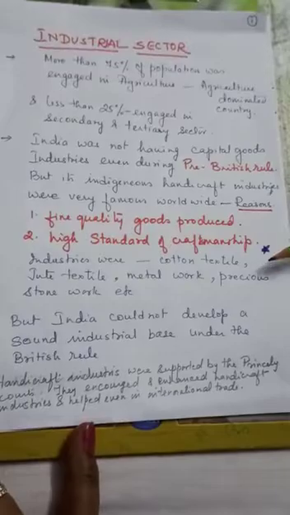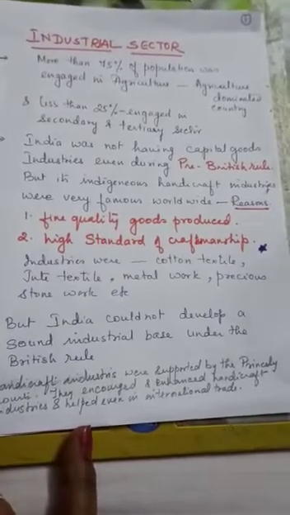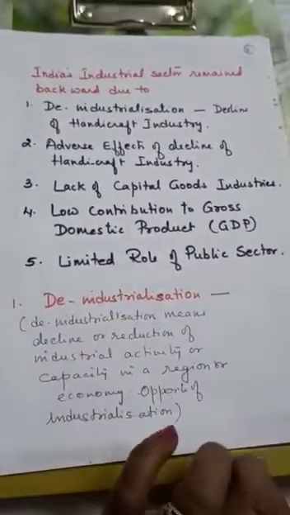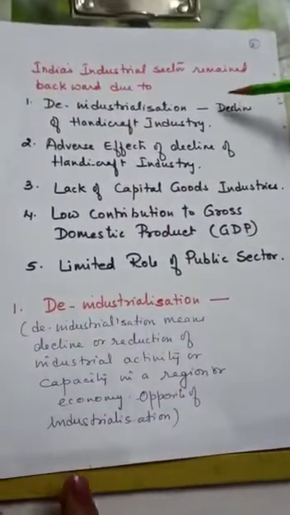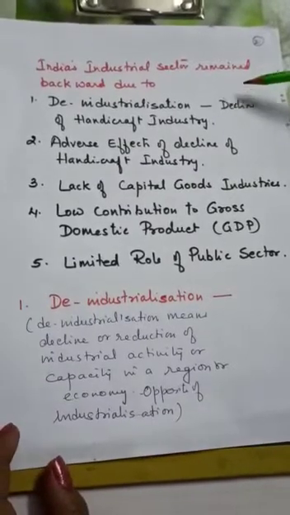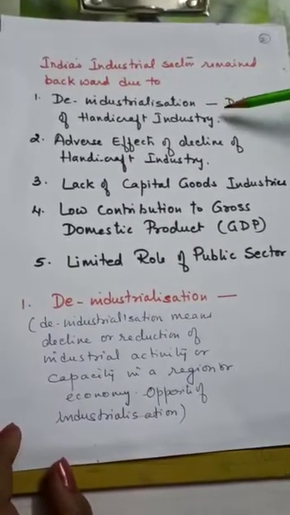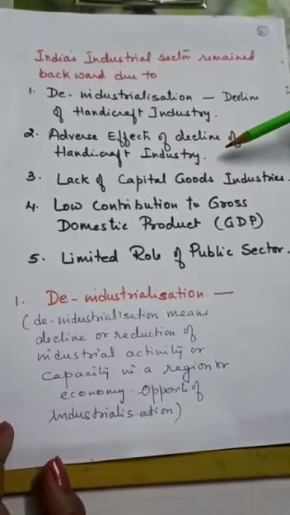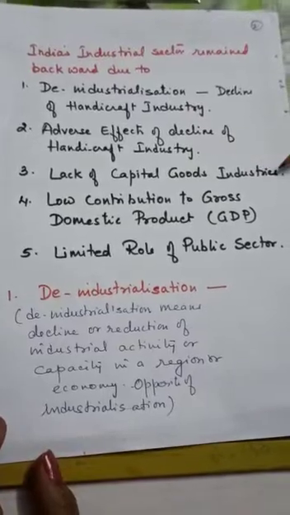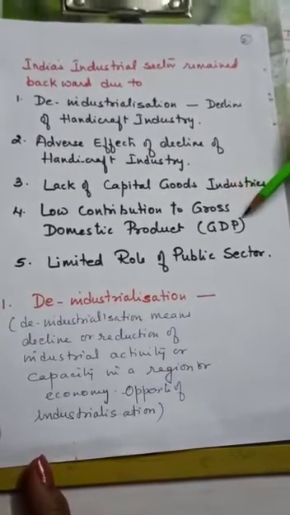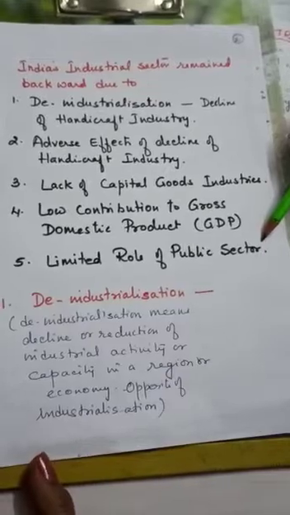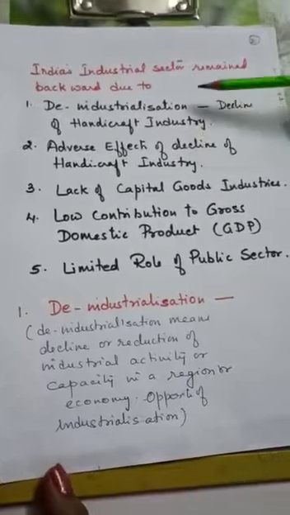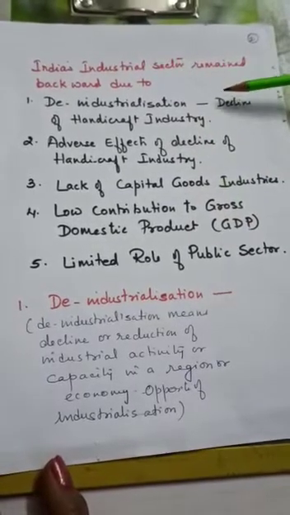But India could not help develop a sound industrial base under the British rule. The reasons were: first, deindustrialization or decline of handicraft industry. Second, adverse effects of decline of handicraft industry. Third, lack of capital goods industry. Fourth, low contribution of GDP. And the fifth one, limited role of public sector. Now we will be doing all the 5 points in detail.